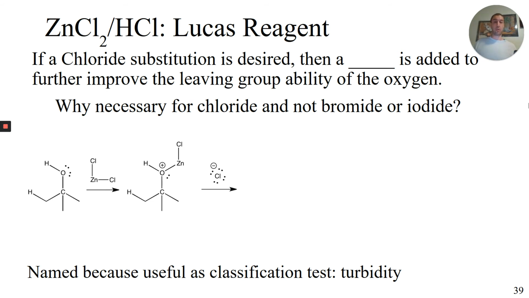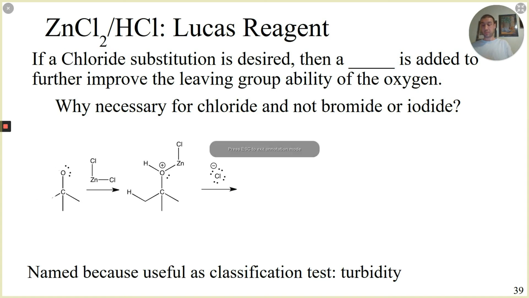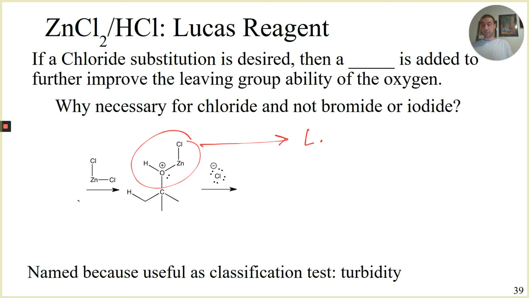That's our standard kind of protocol. It has a name associated with it because this is what is known as a classification test. We can take zinc chloride in HCl and add it to an unknown alcohol. In the process of that, if we form this leaving group, then we know that was allowed to happen and that the remaining piece was stable.